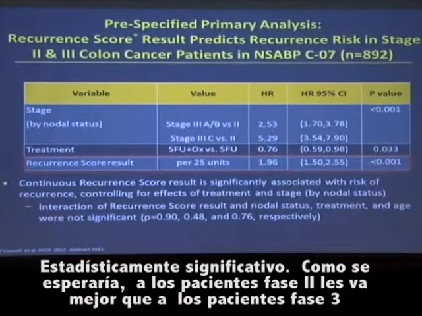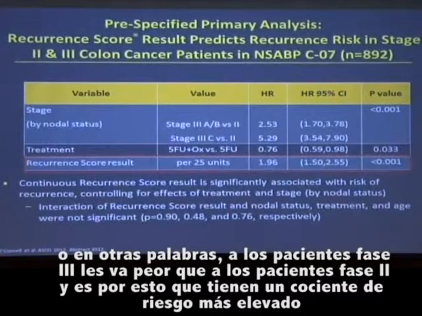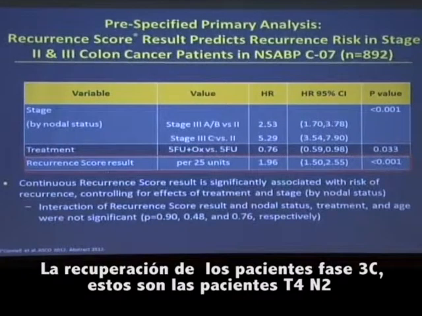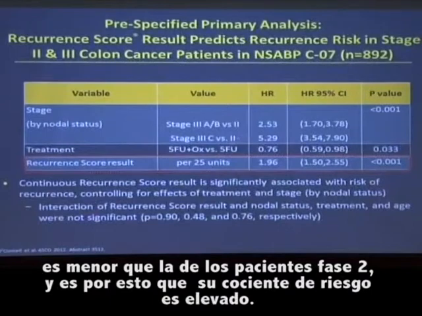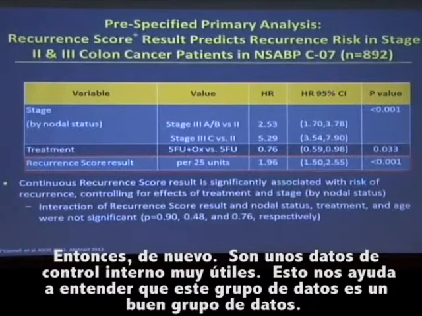Statistically significant, okay? As you would expect, stage 2 patients do better than stage 3, or another way to say this is stage 3 patients do worse than stage 2, and that's why they have a high hazard ratio. Stage 3C patients, these are the T4 N2 patients, do worse than stage 2, and that's why their hazard ratio is elevated. So again, very helpful internal control data. This helps us understand that the data set is a good data set.